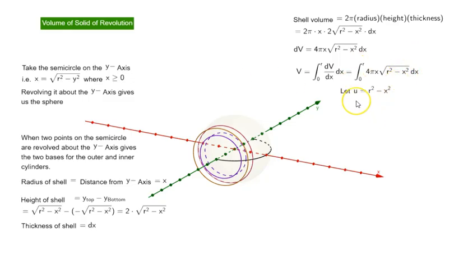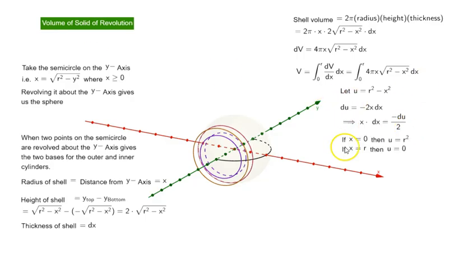To integrate this, let's do substitution. Let u is equal to r square minus x square. Differentiating it, we get du is equal to, r square is a constant so 0, and minus x square is minus 2x dx. Remember, here what we have is x times dx. So we leave x dx on one side and the rest we take to the other side to get x dx is equal to minus du by 2.